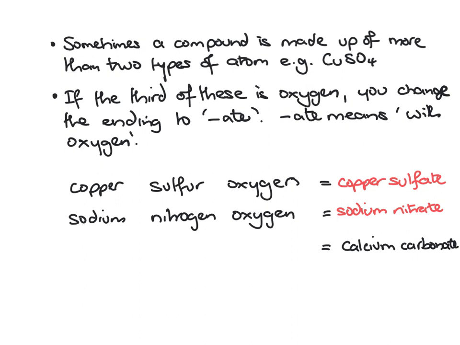And then the final example, we've given the compound's name, which is calcium carbonate. So the calcium tells us straight away what the metal is. And then the second part of the name is carbonate. The "ate" tells us it's oxygen. It's the third type of atom, and then it's carbon. So carbonate.